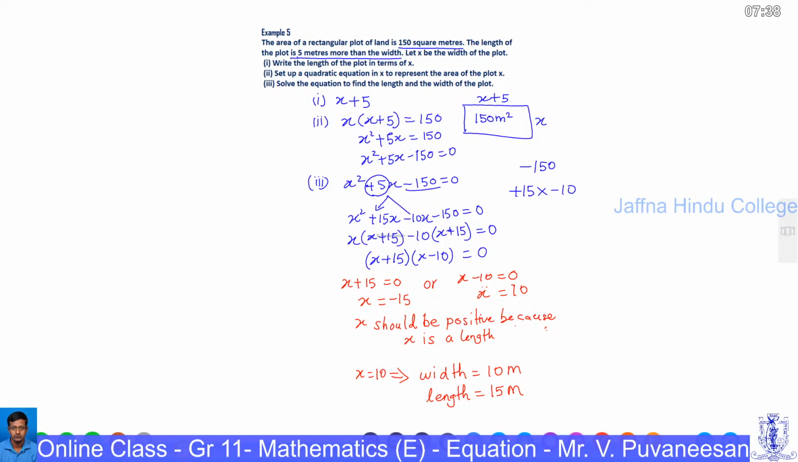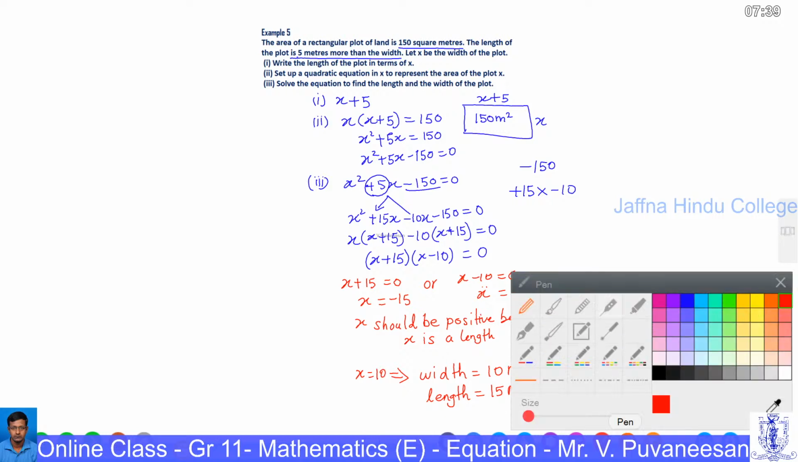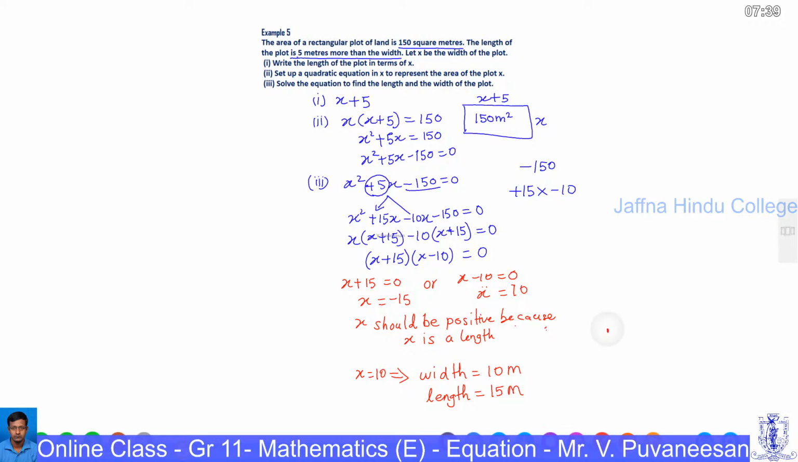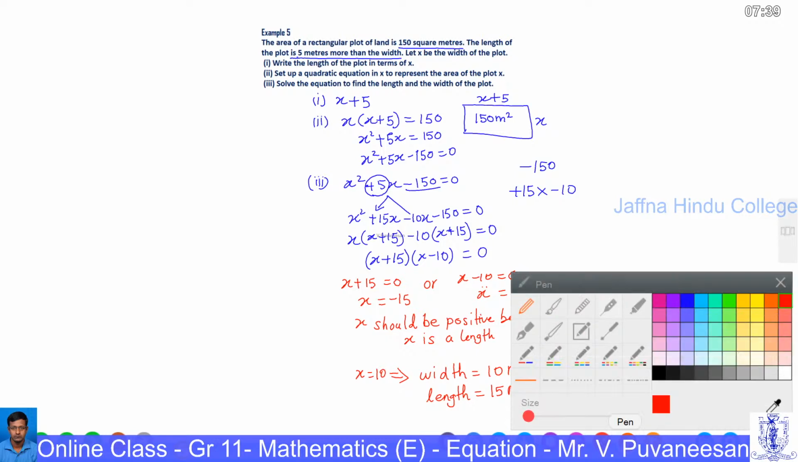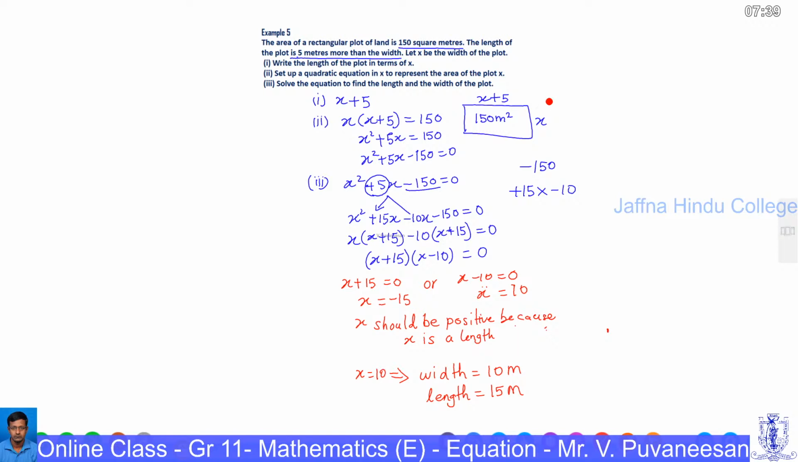Then they asked to set up a quadratic equation in x to represent the area. We know area, we represent this information in a picture. The area of rectangle 150 meter square, length is x plus 5, and width as x.